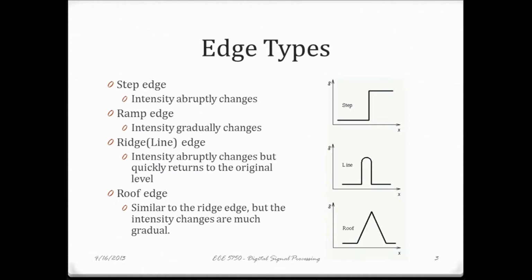There are four main types of edges. Step edge, intensity abruptly changes. Ramp edge, intensity gradually changes. Ridge edge, intensity abruptly changes but quickly returns to the original level. Roof edge, similar to ridge edge, but the intensity changes are much more gradual.